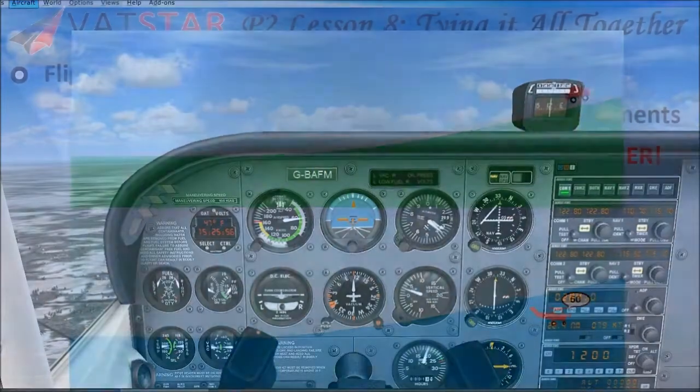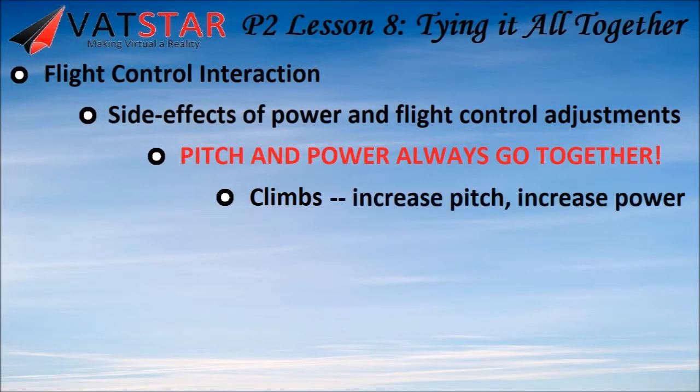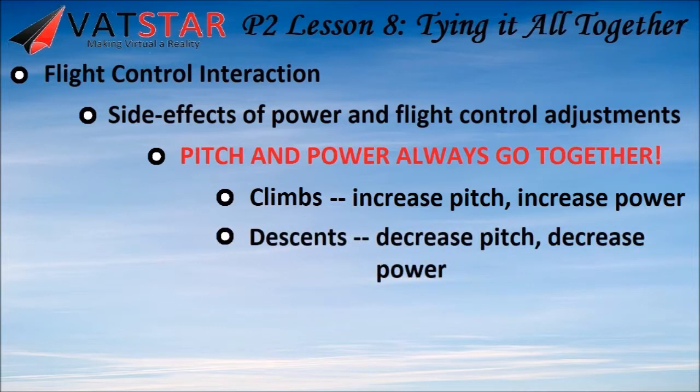The point is, when we want to climb, we need to accompany that increase in pitch with an increase in power. The same is true in reverse when we descend. If we pitch down without reducing power, we'll start descending, but we'll gain airspeed. We'll generate more lift, and we won't descend as much or as quickly as we want to. So initiating a descent means a reduction in pitch and a corresponding reduction in power.